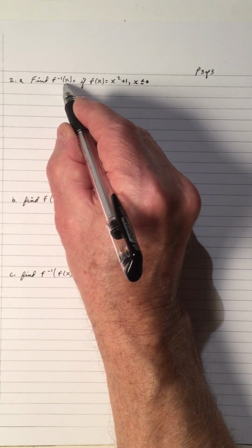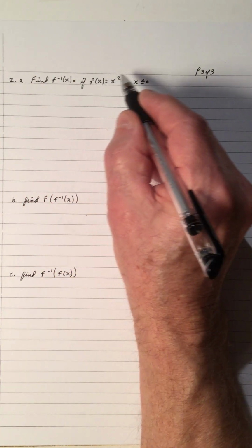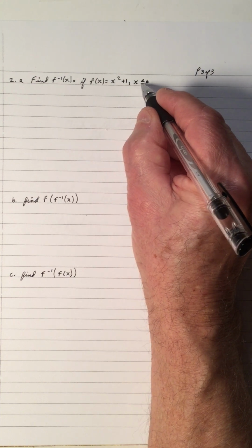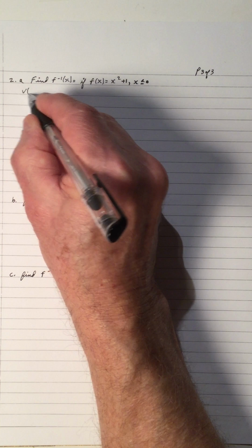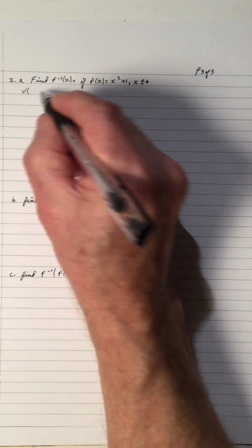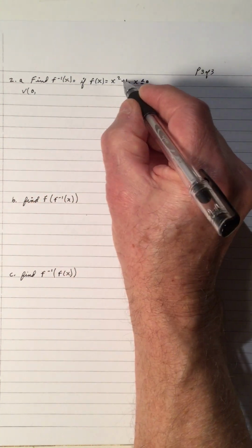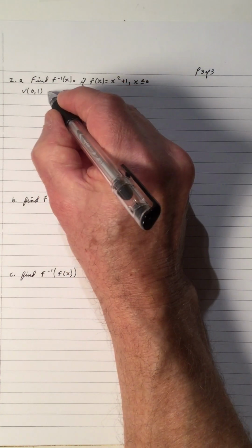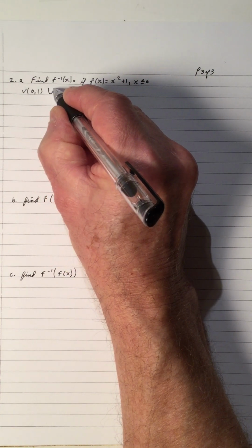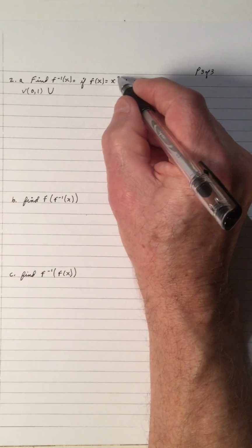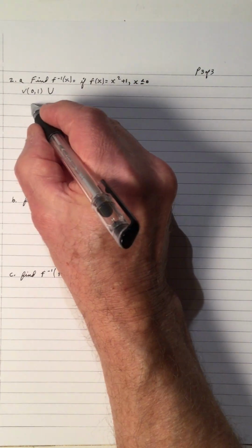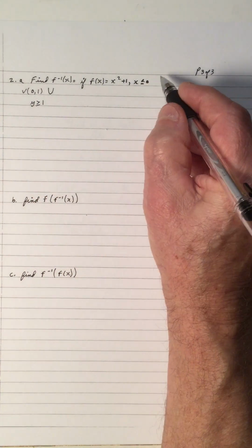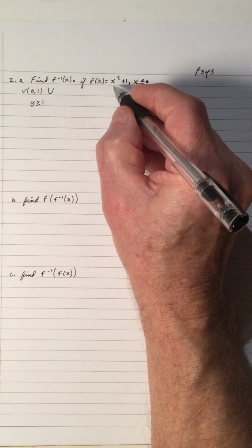Find the inverse of f of x if f of x is equal to x squared plus 1, where x is less than or equal to 0. And again, let's look at the vertex. The vertex, when x is 0, y is 1. And because it's positive, that means the parabola is opening up. And that means that the y value is opening up, so y is going to be greater than or equal to 1. So let's do its inverse.